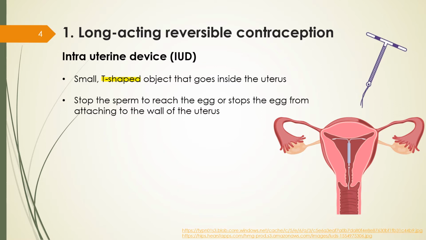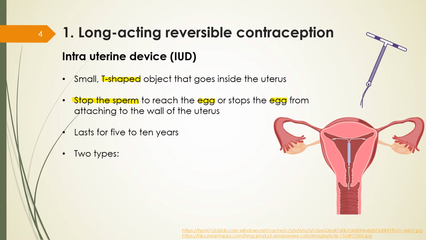If there is some sperm here, it's gonna stop the sperm. It's not gonna allow the sperm to meet the egg. Or in case they meet, it will not allow the fertilized egg to attach to the wall of the uterus. So it's not gonna develop a pregnancy, okay? Because this recently fertilized egg will not be able to attach to the uterus. This device is called long-acting reversible because it lasts for 5 to 10 years. So when you put this device in, you can keep it for 5 or 10 years, so you don't need to worry anymore.